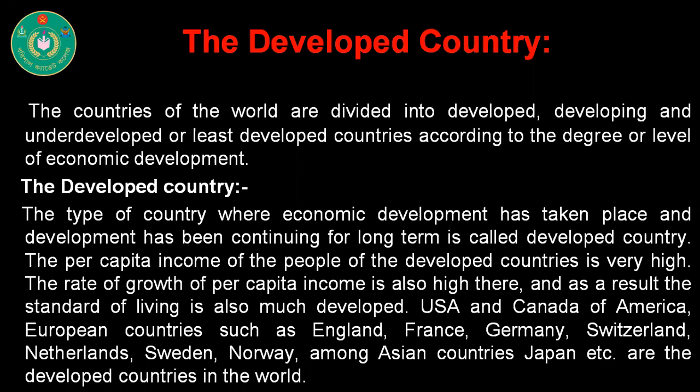The type of country where economic development has taken place and development has been continuing for long term is called developed country. The per capita income of the people of the developed countries is very high. The rate of growth of per capita income is also high there, and as a result, the standard of living is also much developed. USA and Canada of America, European countries such as England, France, Germany, Switzerland, Netherlands, Sweden, Norway, among Asian countries, Japan, etc., are the developed countries in the world.